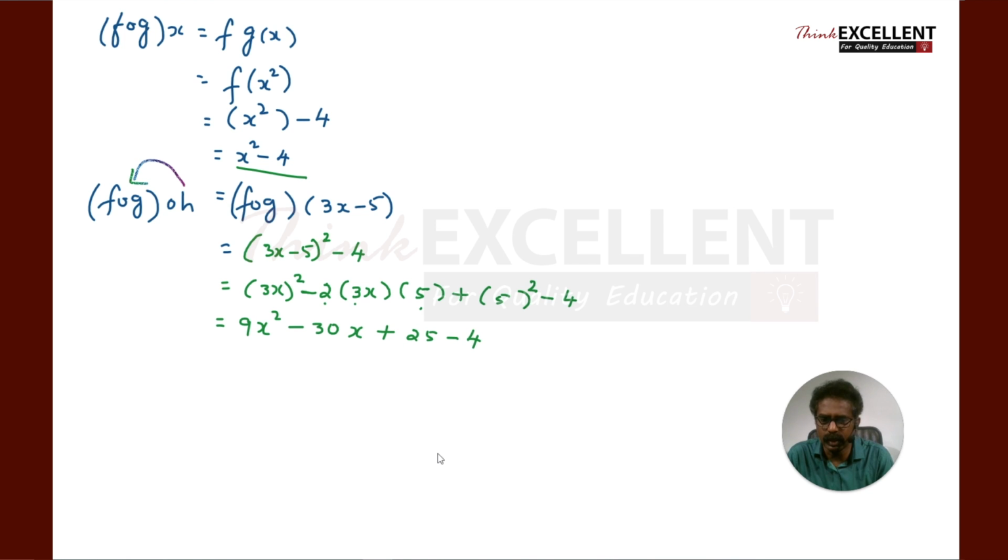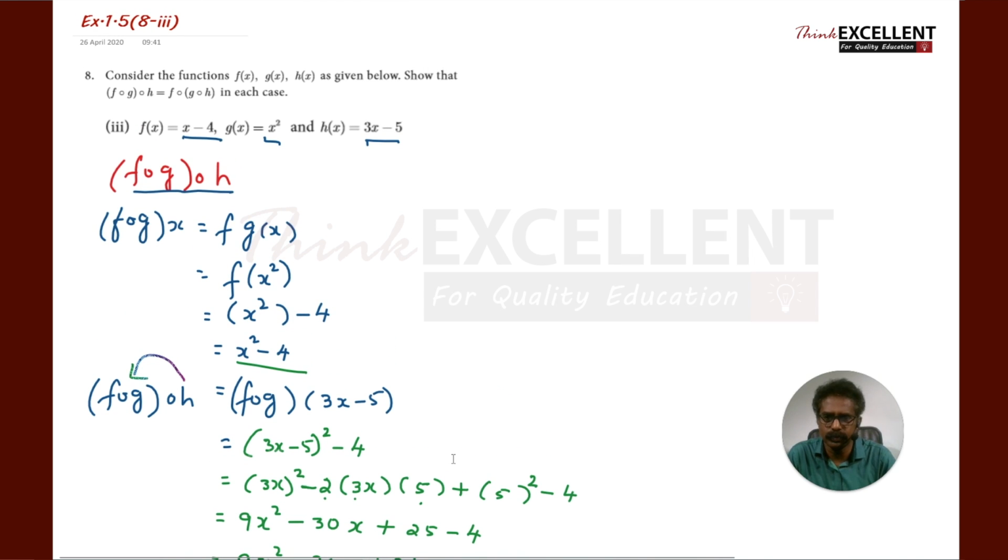So what answer you are getting? Group the like terms. So 9x square minus 30x, 25 minus 4 is plus 21. So this is the answer for LHS. This is f composition g composition h, right? Now we find the RHS.